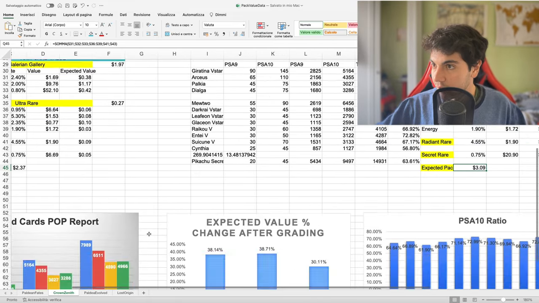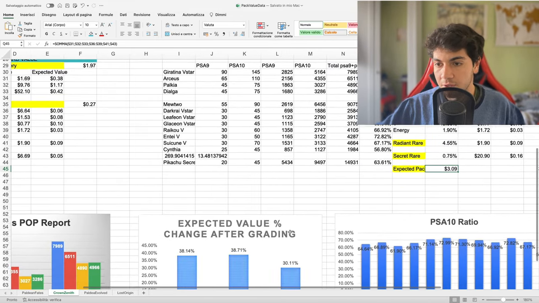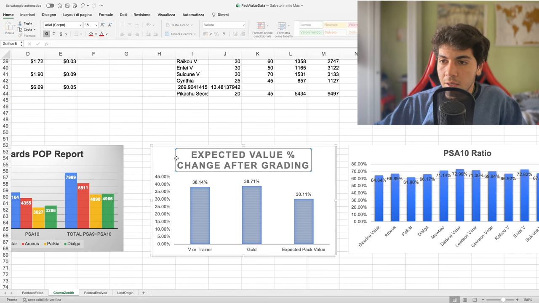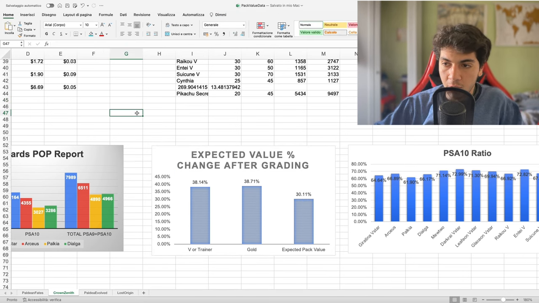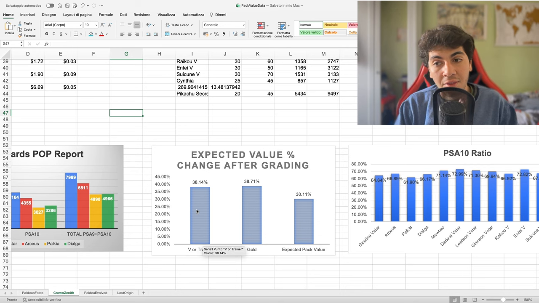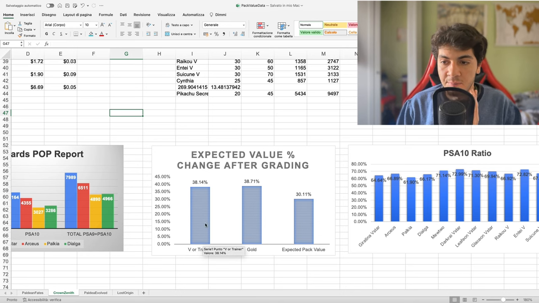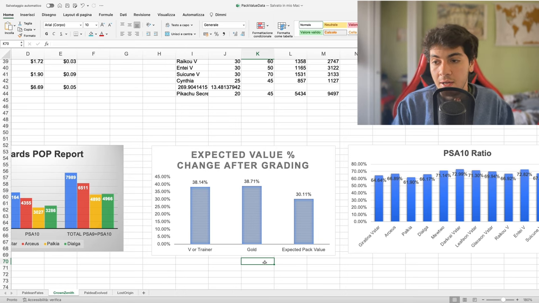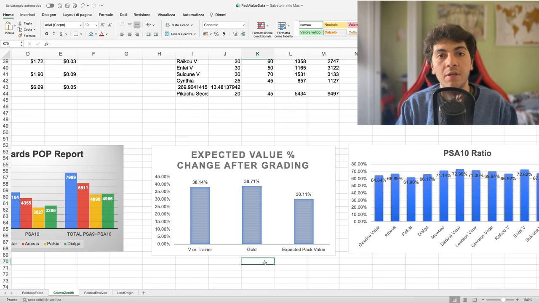I think I said everything I had to say. I stated all the assumptions I had to state. So, what happened? What changed? Well, the expected value from a V or a trainer within the Glaring Gallery has increased 38%. The expected value of a gold card has also increased 38%. The overall expected value of a pack has increased 30%.